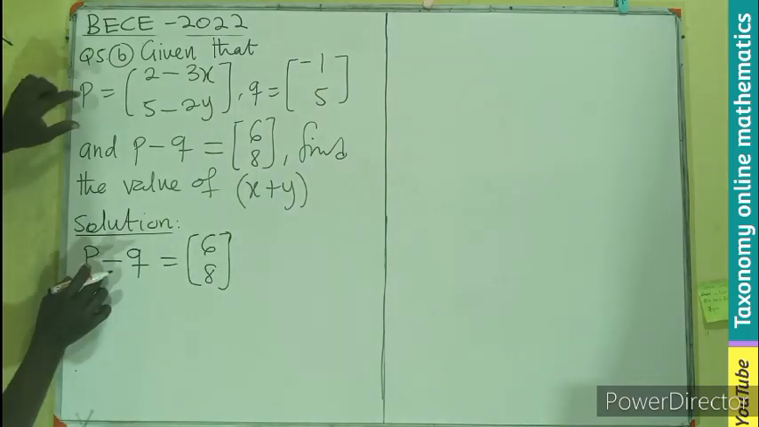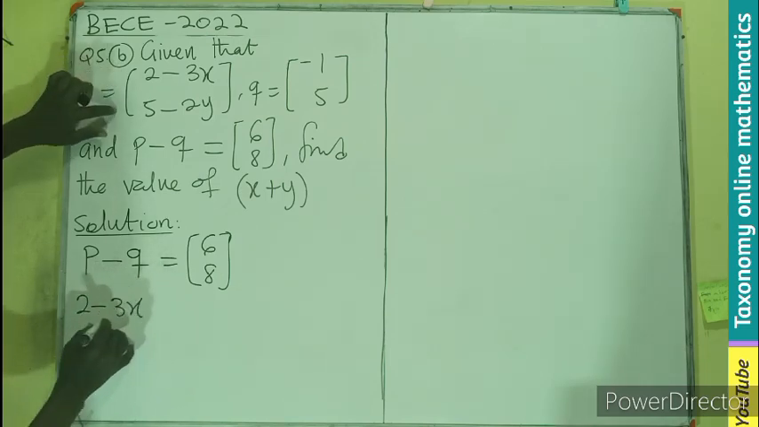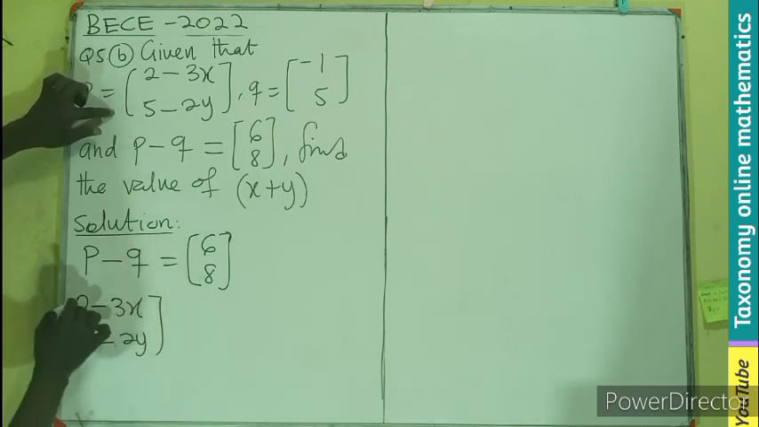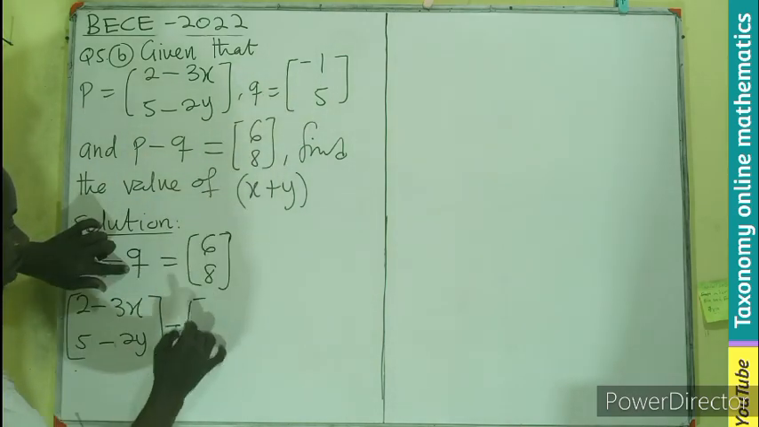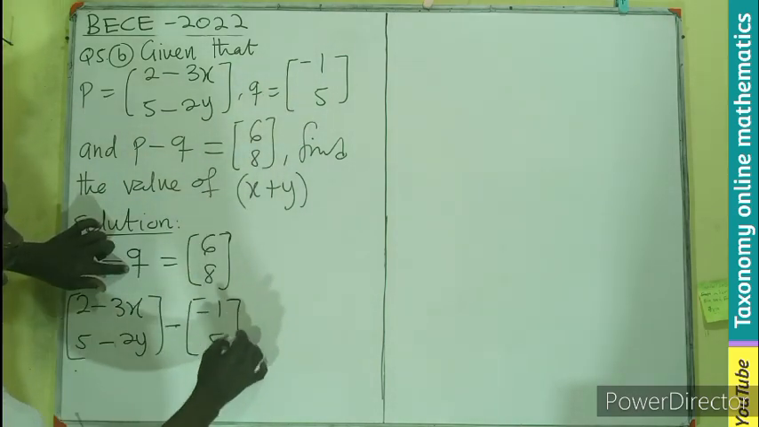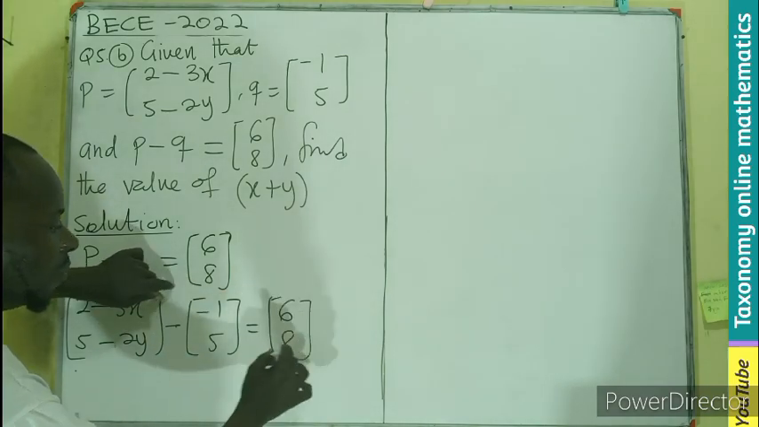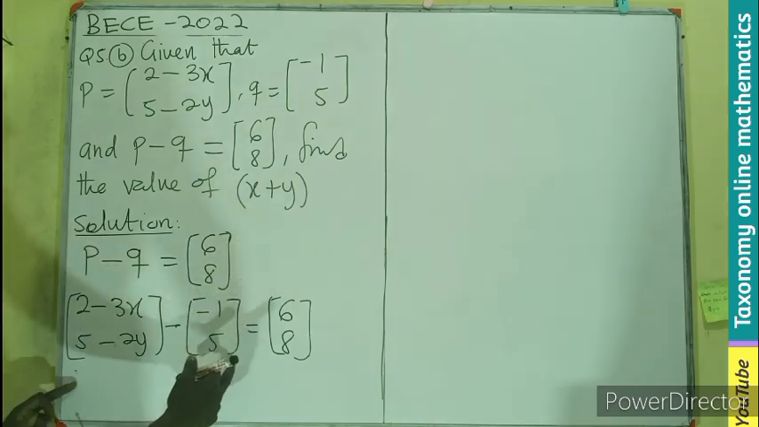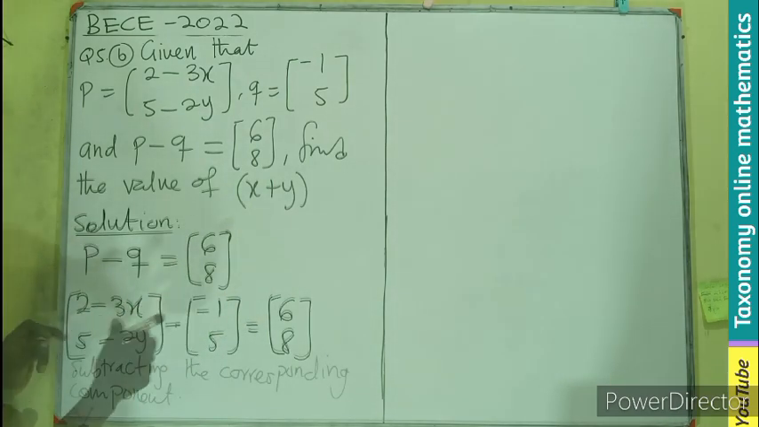But we know what P stands for. P stands for 2 minus 3x on the x-axis, then 5 minus 2y for the y coordinate. This minus Q, which is going to be negative 1 and 5, still equals 6, 8. So what do we do? We can see this is going to be subtraction of vectors. We subtract the corresponding components.